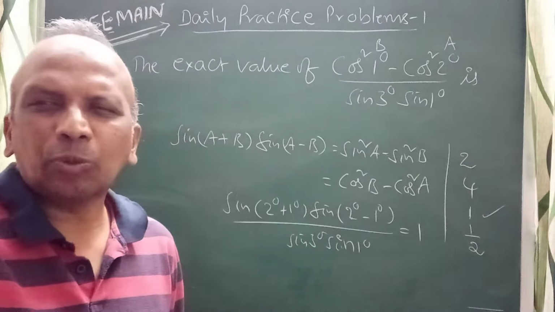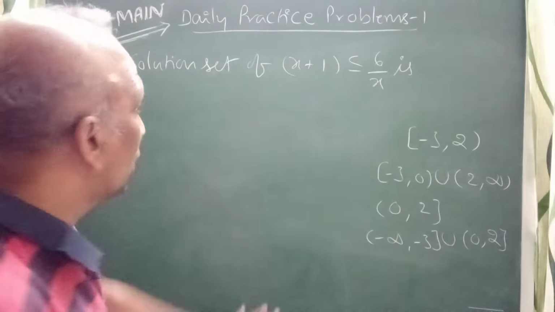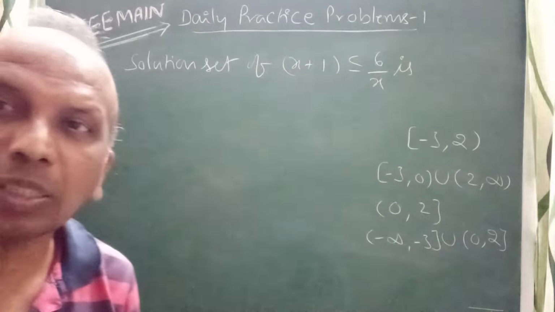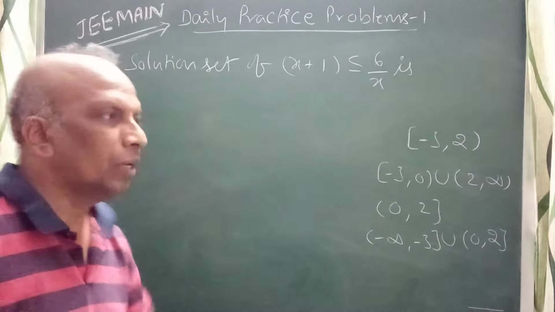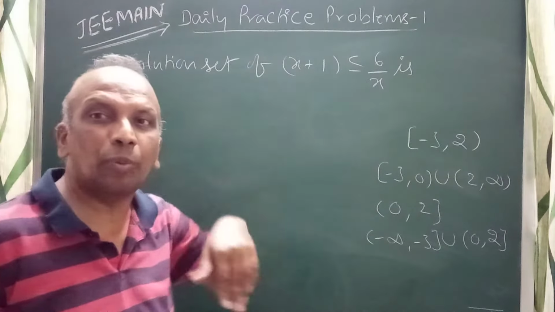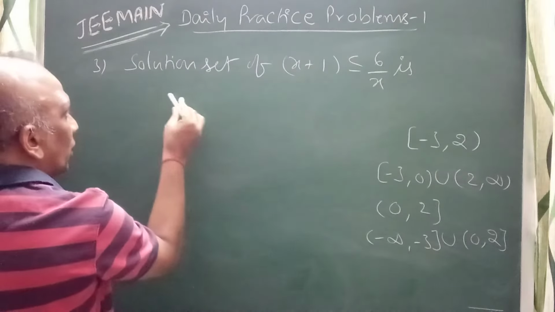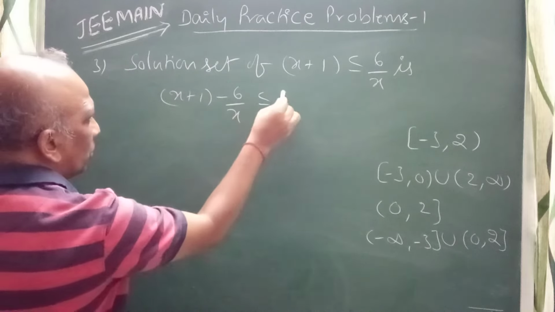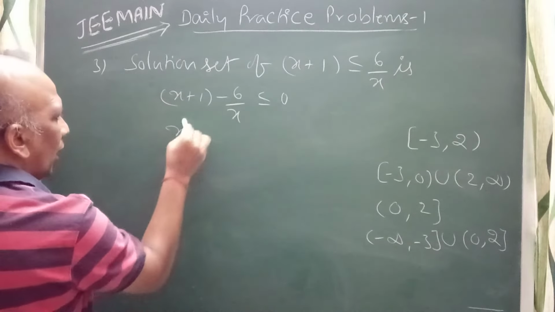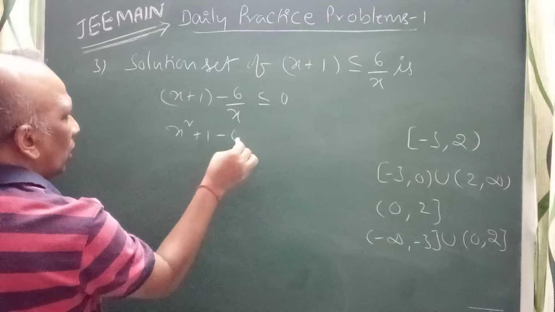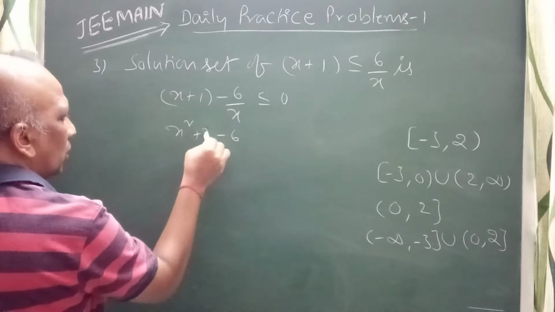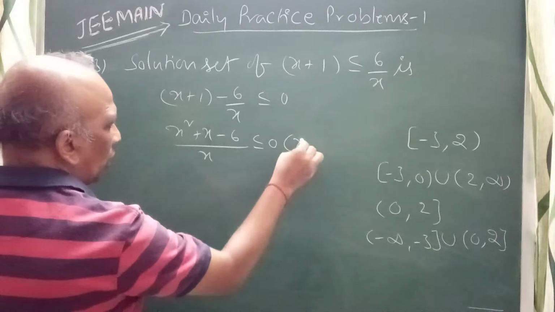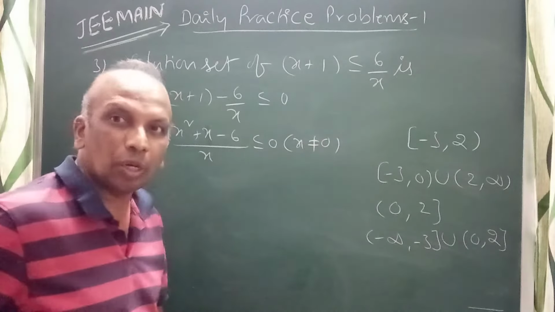Now, next problem. Just now see this problem. In this problem, they are asking solution set of inequality x plus 1 less than or equal to 6 by x. Now when the given problem is this, don't do the cross multiplication here, I can do like this. Now you can see here x plus 1 minus 6 by x less than or equal to 0. Now if we do this, I will get x square plus x minus 6 by x. So clear, we know that x should not be equal to 0, right? x should not be equal to 0.